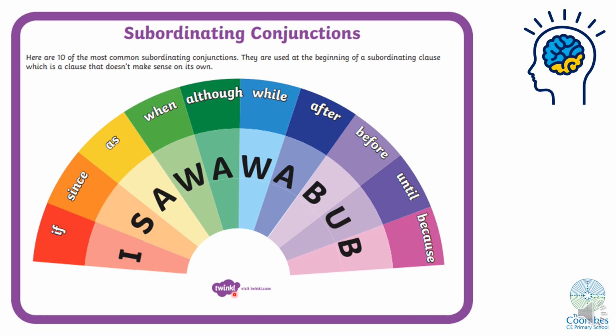Here are 10 of the most common subordinating conjunctions. They are used at the beginning of a subordinating clause, which is a clause that doesn't make sense on its own. I'll read them to you. If, since, as, when, although, while, after, before, until, and because.